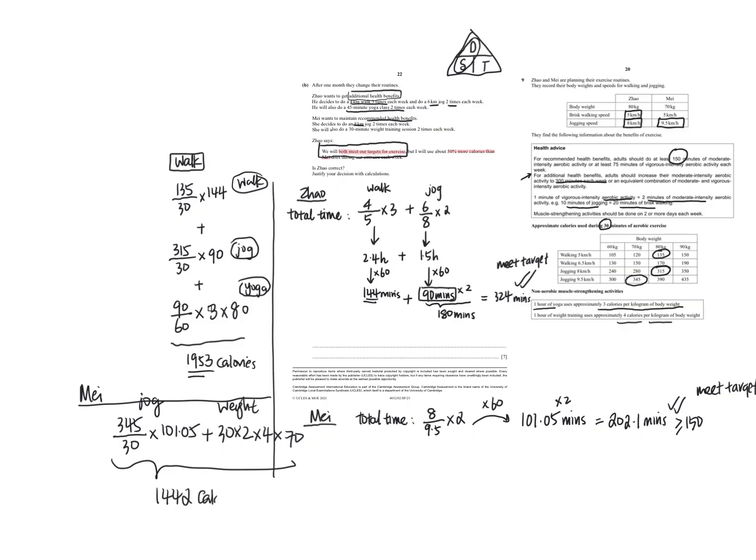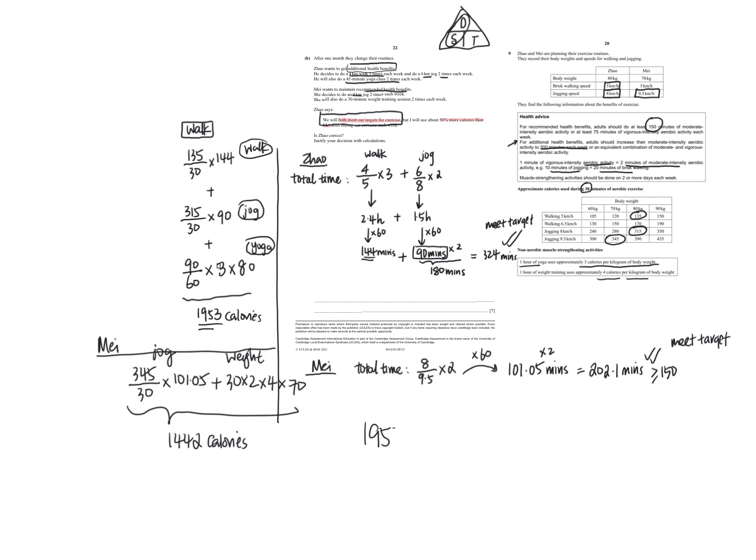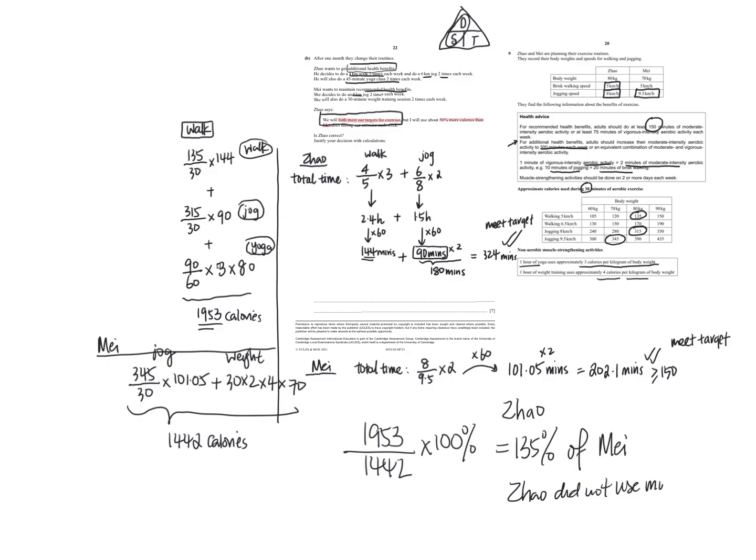So you check both of them. You just want to know if it's 50% more. So what you do is you can use 1953 divided by 1442 times 100%. It is actually 135% of May's calorie. Okay, Zhao is 135% of May's calorie. So he did not use more than 50%.